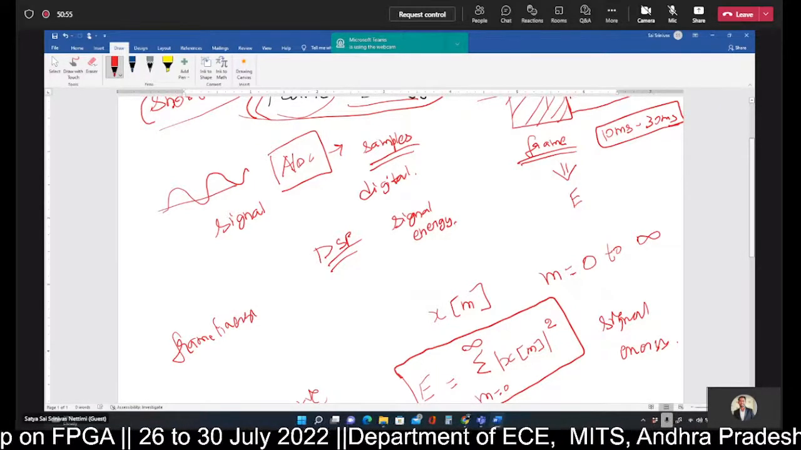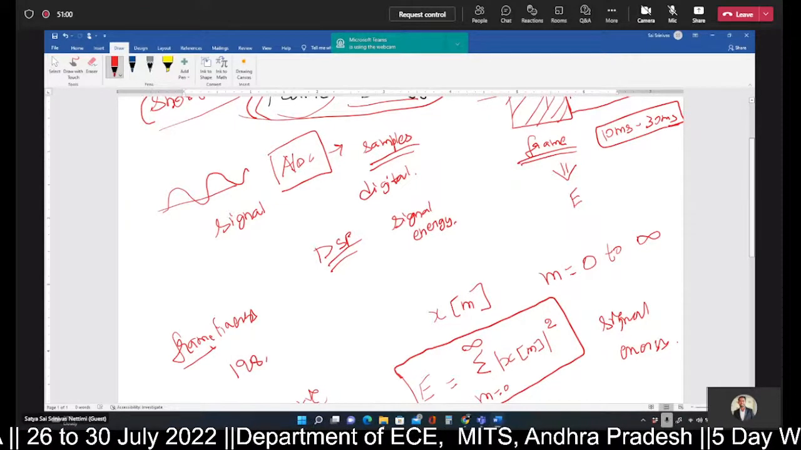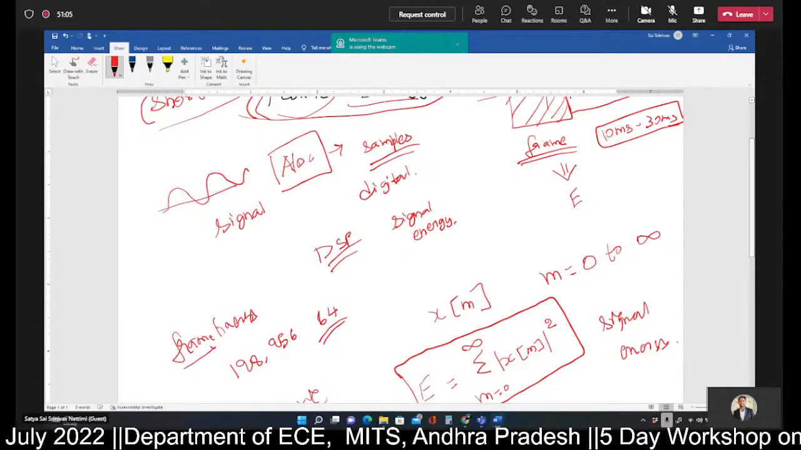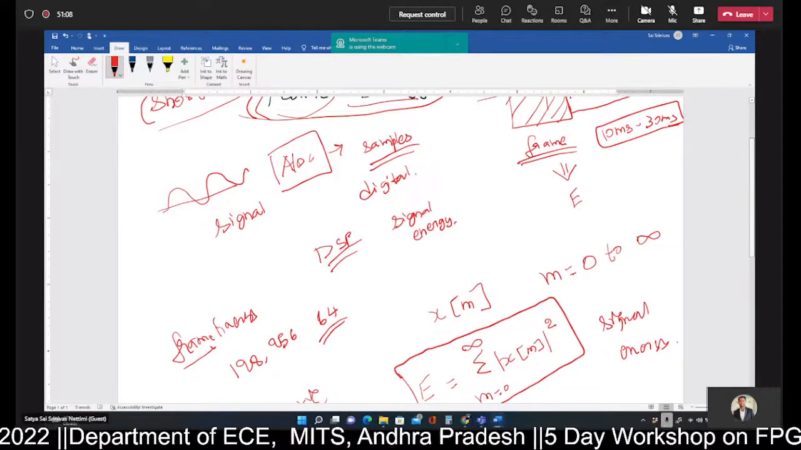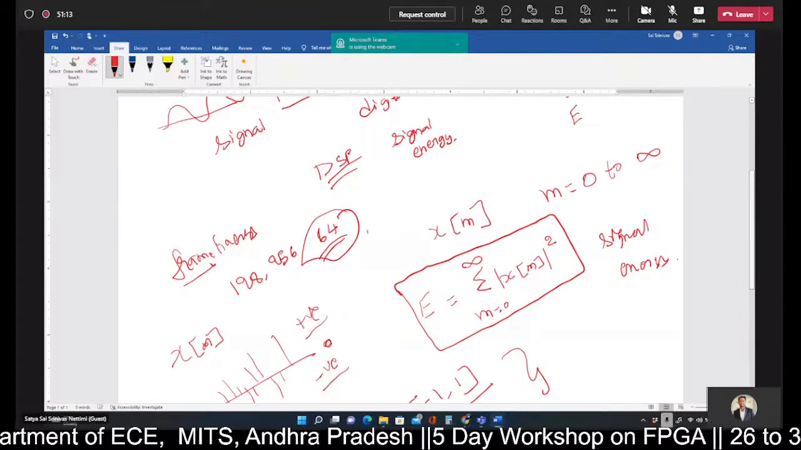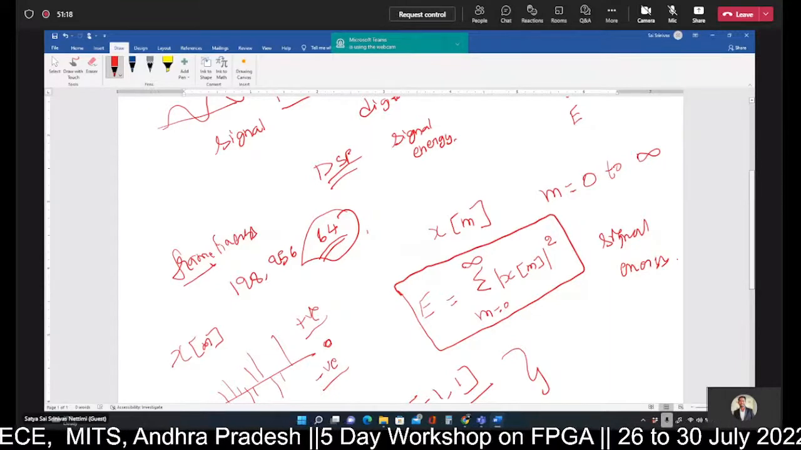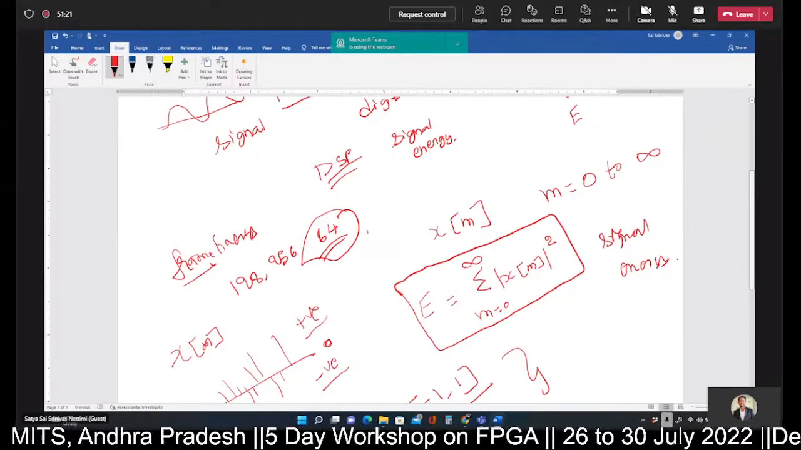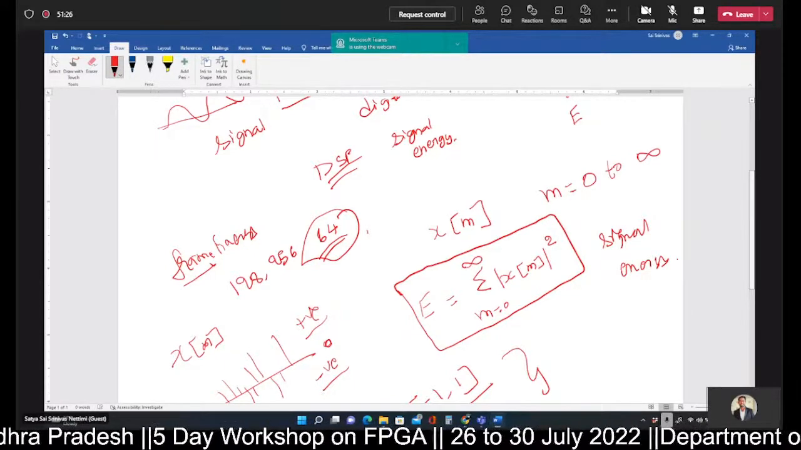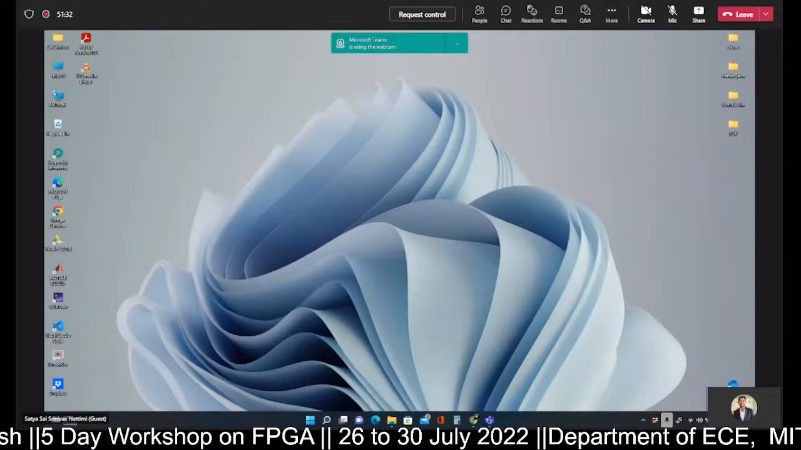So frame means a finite number of samples, say for example, either 128 samples or 256 samples or 64 samples. So some finite number. What I am asking is, if I define the frame size, and if I give you the signal samples, and I ask you to calculate the energy, this is the overall problem statement. For this we need to design a hardware architecture. So we will see how to do that.